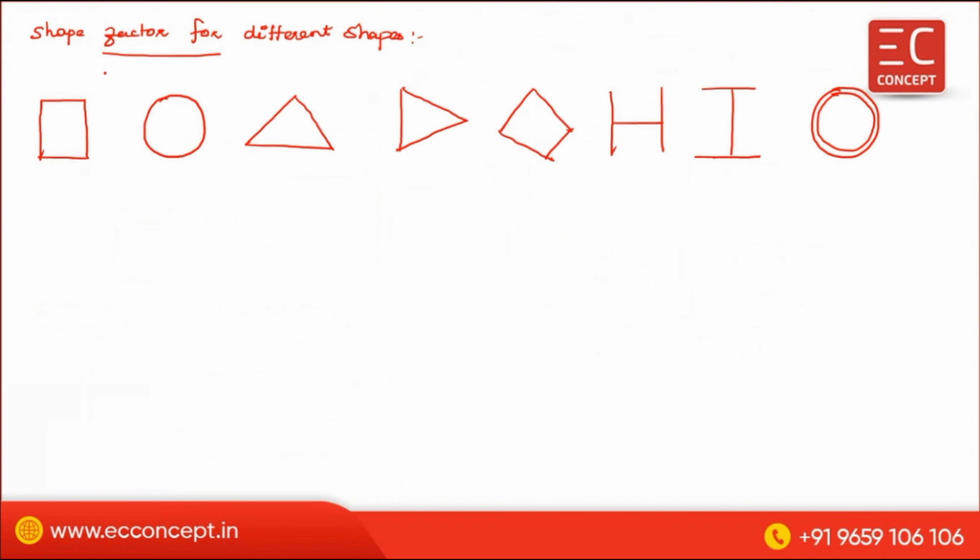For a rectangular section, this value is around 1.5. For the circular section, the shape factor is 1.7. This triangle is not symmetrical about the y-axis, therefore it is 2.34, and this one is symmetrical about the x-axis, therefore it is 2. For the diamond section it is 2, the H section is 1.5, and the I section is 1.12 to 1.14. We can go up to that mark. So this is the shape factor for different sections. You have to keep it in mind for your examination.